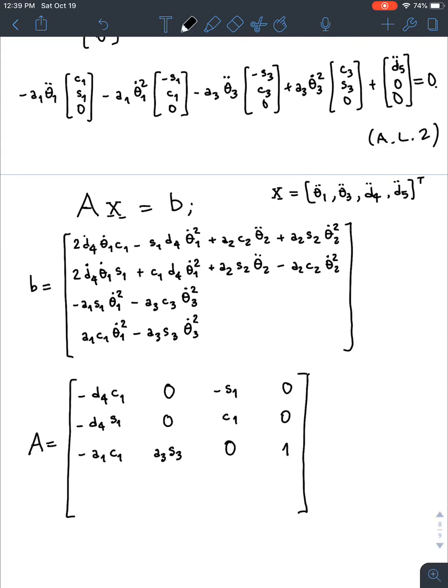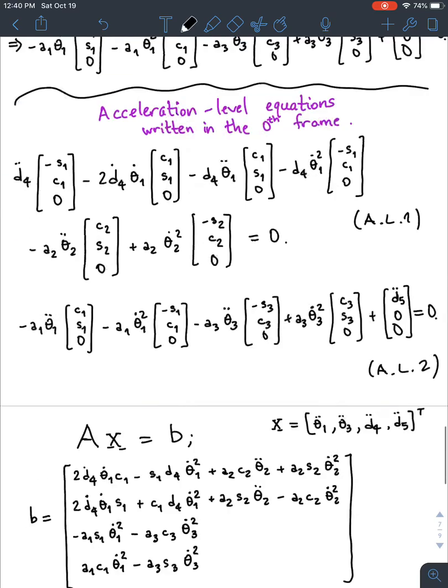The coefficient of theta 1 double dot in the second row of AL2 is going to be minus a1 s1. The coefficient of theta 3 double dot in the second row of AL2 is minus a3 cosine theta 3. The coefficient of d4 double dot in the second row of AL2 is 0. And the coefficient of d5 double dot in the second row of AL2 is also 0. So we have our linear system of equations, Ax equals B. Now all we need is to plug in numbers and let MATLAB or Julia solve it.